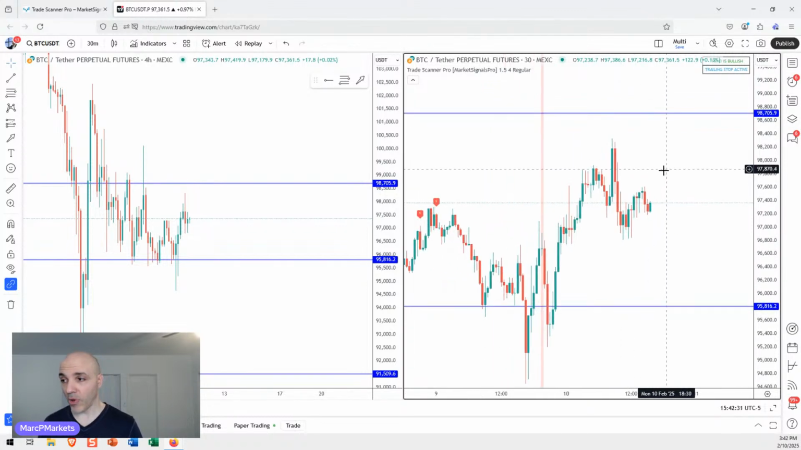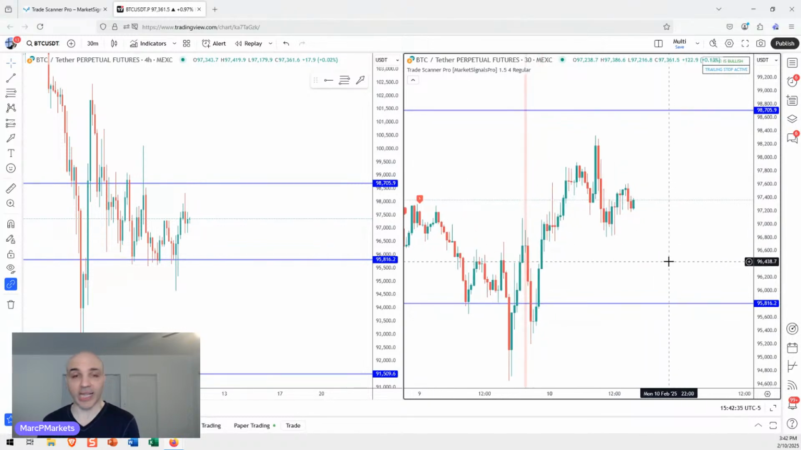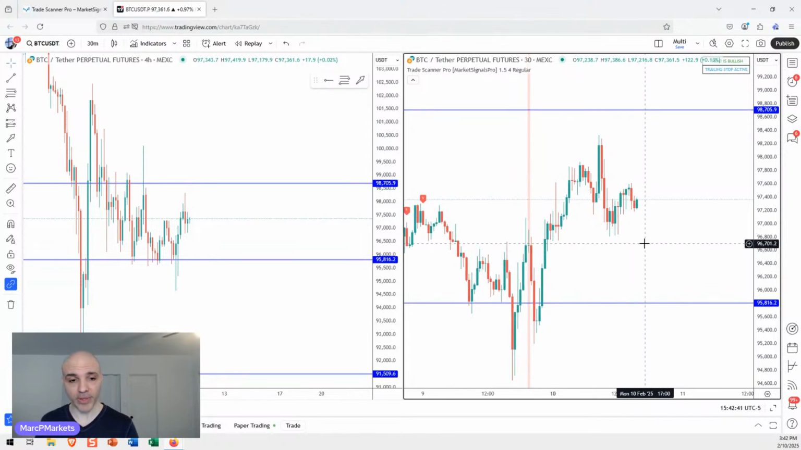Okay? So I can't demonstrate that here because it can take an entire day before the signal appears, especially if I'm waiting for it to appear in trend mode. Does that make sense?